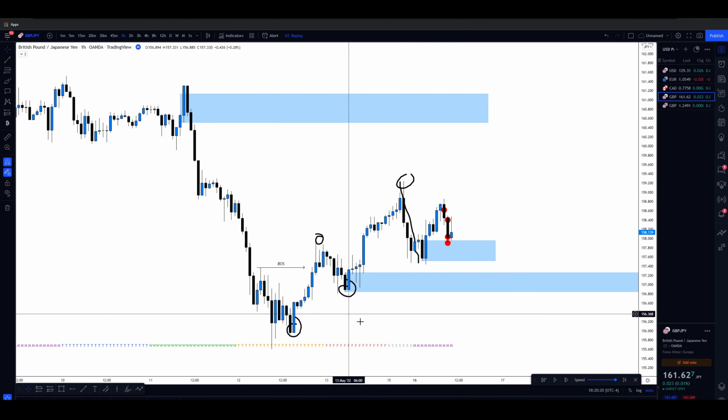Basically, what you're doing is the smaller the time frame you go, the more you go down, the more information is present. And the more information is present, the higher the RR is, and the lower your stop loss can become. The lower you risk, basically.